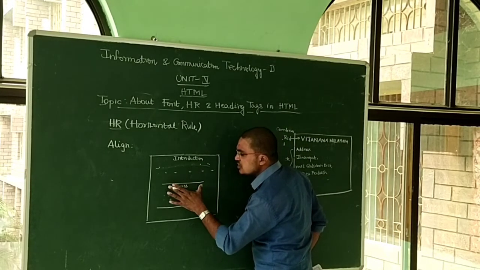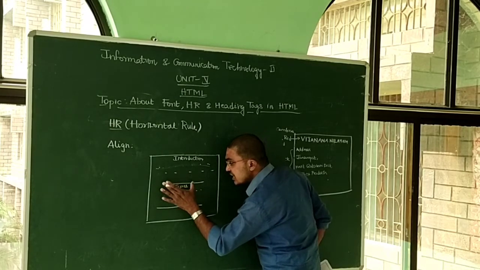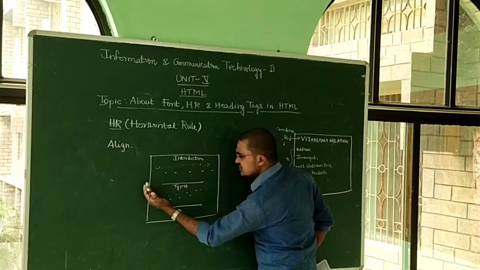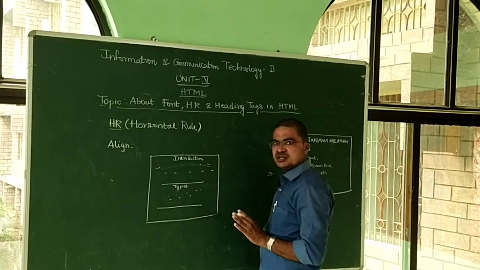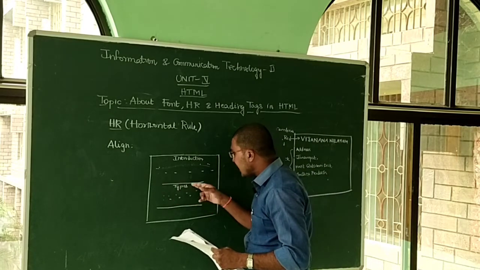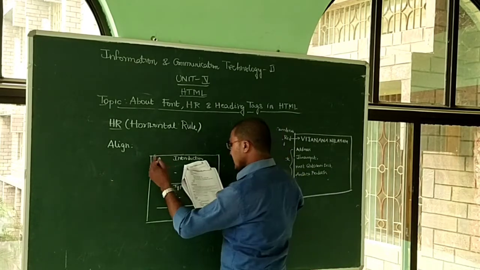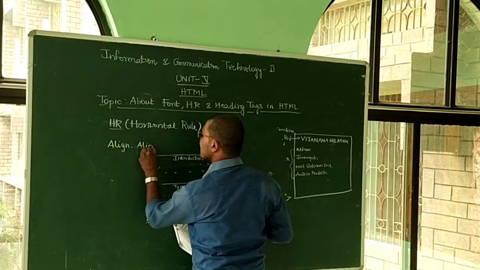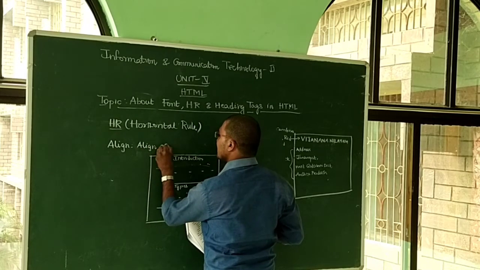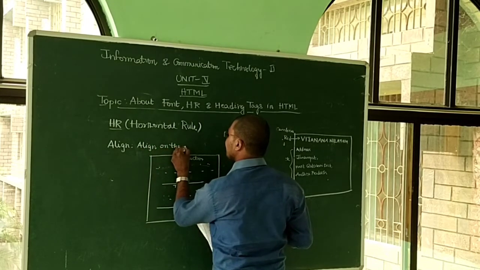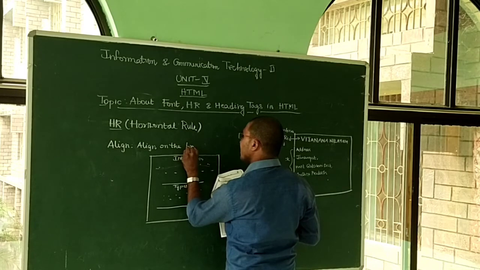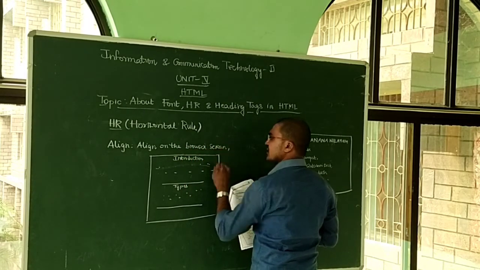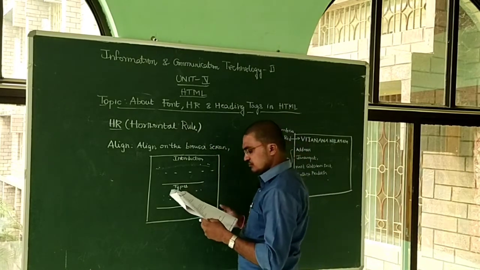The horizontal rule always appears at the exact center of the page. This is the page, this is the left side, this is the right side, and in between the line appears. That's why the line appears in the center. Align means aligning on the browser. Align on the browser means the ruler appears on the left side, right side, or center of the page. So you just decide how to align on the browser screen.